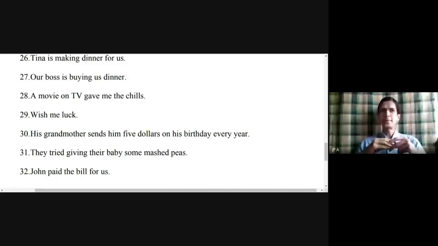Chills means it made me scared, that I was frightened. A movie on TV, maybe it might be a horror movie, so that is why it gave me the chills. The chills means I felt frozen, which happens when you are frightened. So you feel chilled when you watch a horror movie. So it might be a horror movie which gave me the chills. The next one is just 3 words. Wish me. Yes.